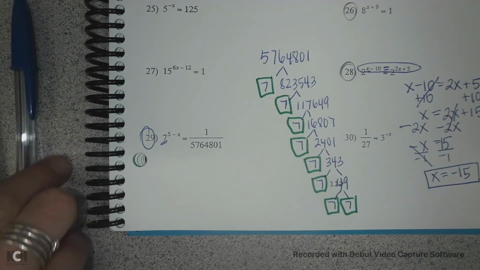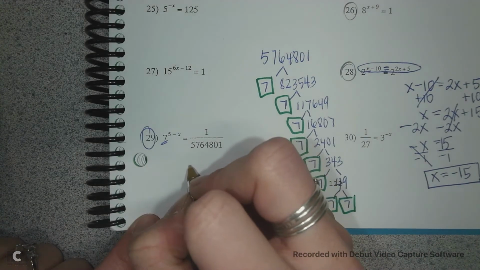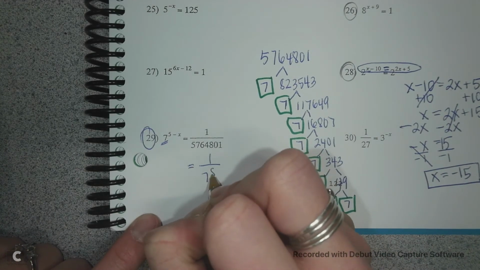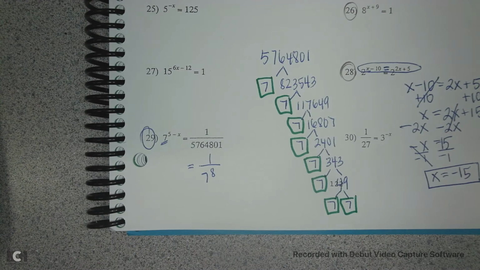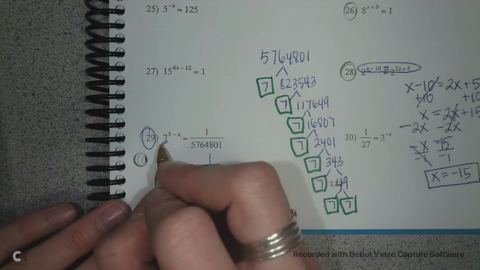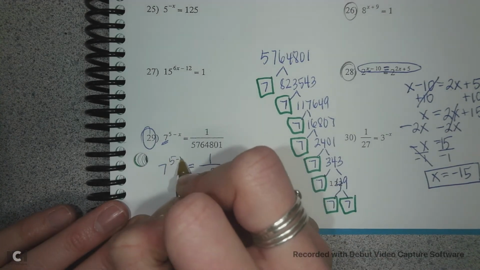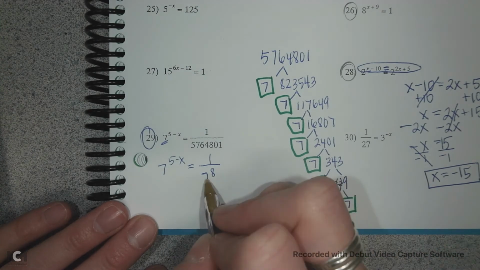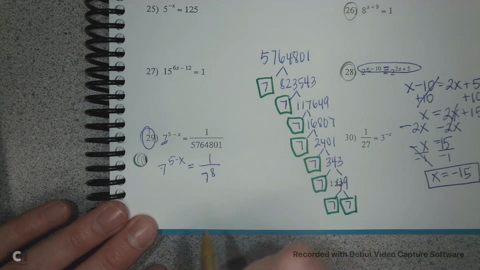Okay, so this big number is equivalent to 1 over 7 to the 8th power, which is nicer to write because it's so tiny. And then we still have our 7 to the 5 minus x on the left-hand side. Remember, I want my bases to match, and when it's in a fraction and the other one is not, my bases don't match.